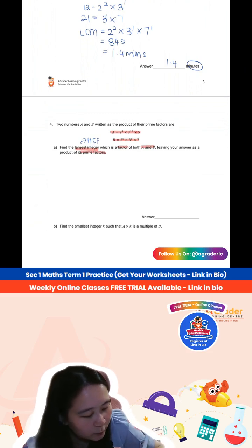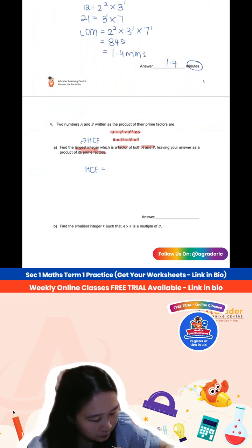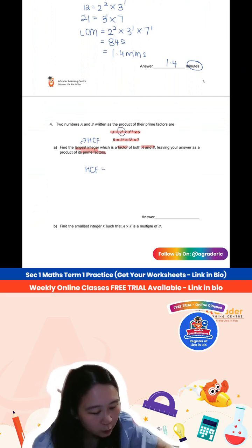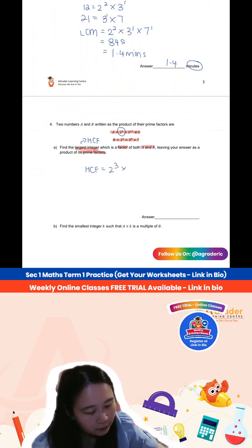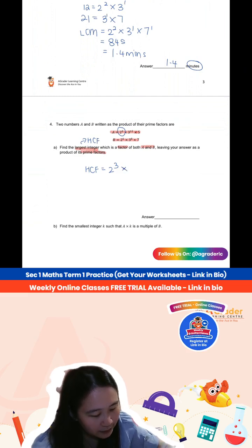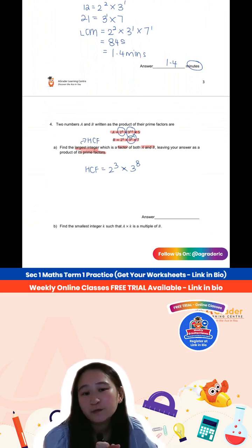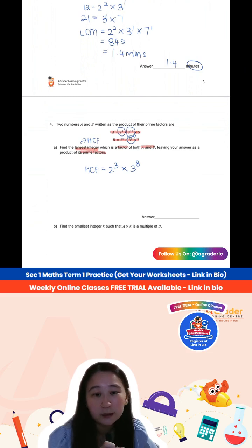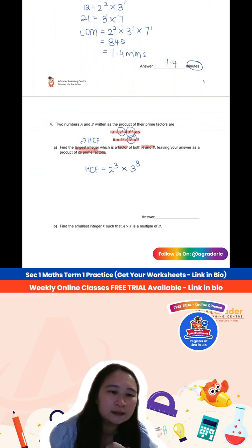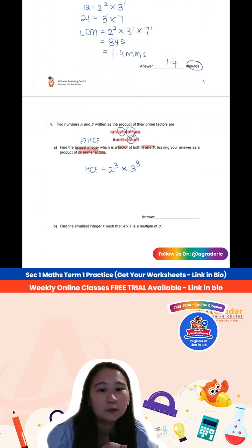So for highest common factor, we will take the lowest power. So when we compare the base 2, the lowest power is 2 power 3. And then when we compare the base 3, the lowest power is power 8. So for 5 and 7, since they do not have, it means the lowest power is 0. Integer means something like whole numbers. They cannot have any decimals.